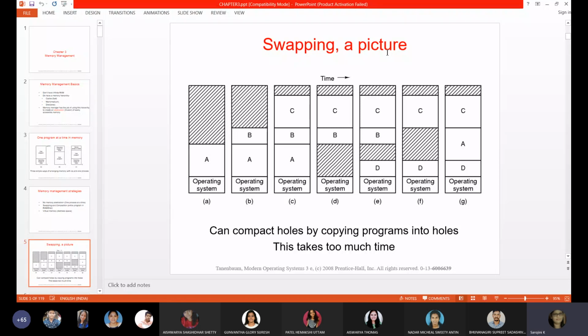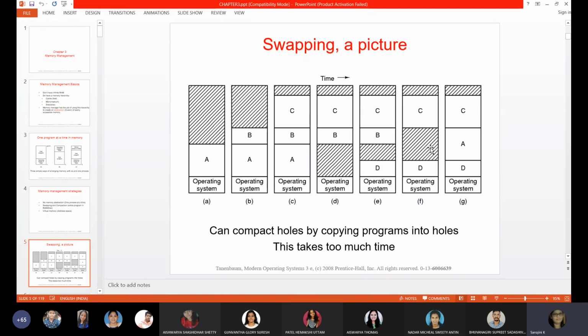That covers the first two strategies you will write, and then this is the simplest multiprocessing strategy. This is called swapping. The entirety of the program will come inside the main memory and go out of the main memory to disk. That is the second point you have to mention.